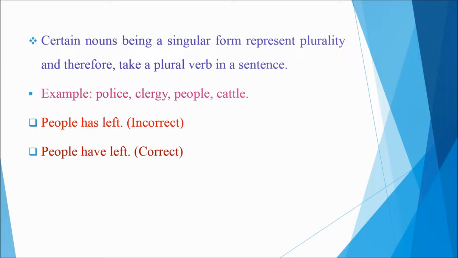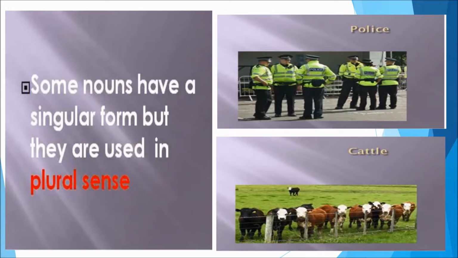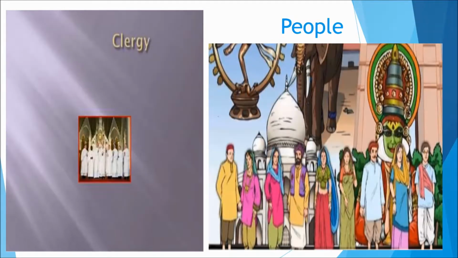Let's see the first sentence. People has left. Is that correct sentence? No. The correct sentence is people have left. Some nouns have a singular form but they are used in plural sense like police, cattle, clergy, people, etc.